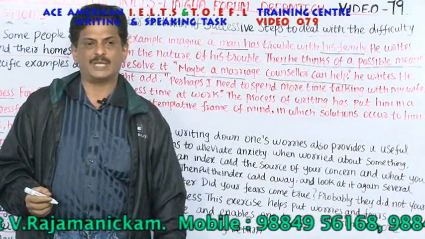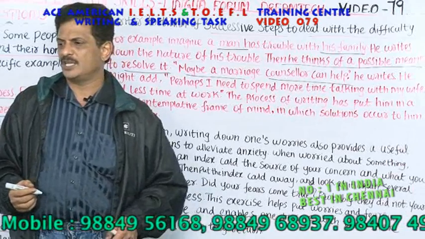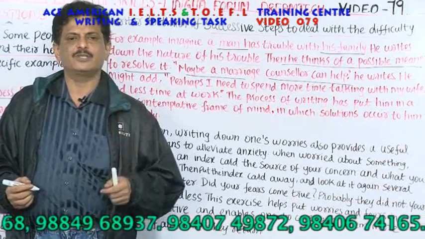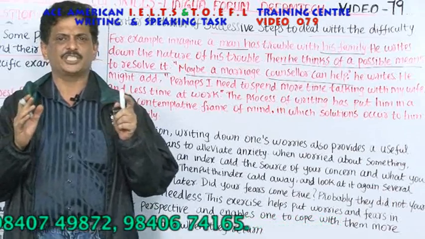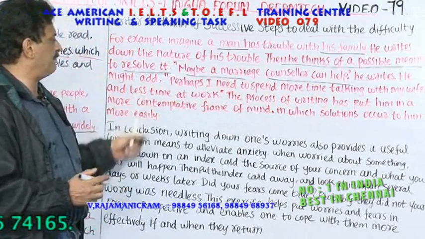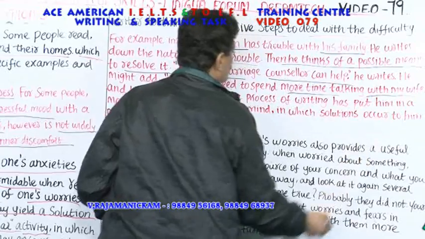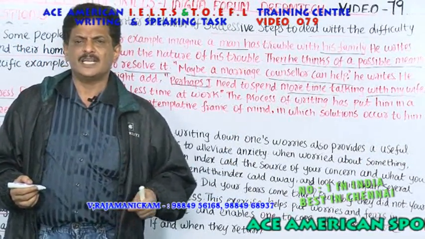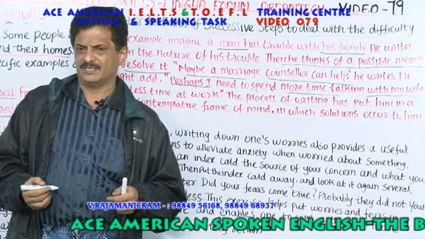Maybe somebody else who's an expert in this field, like a counselor. Counselor means what? A person who advises, and a person who's good at one thing. He tries to advise and makes a relationship work out. So counselor, he writes, he might add, perhaps I need to spend more time talking with my wife. So one option is, okay, let me go to a marriage counselor. The second option is, let me speak about it to him or her and try to find a solution.